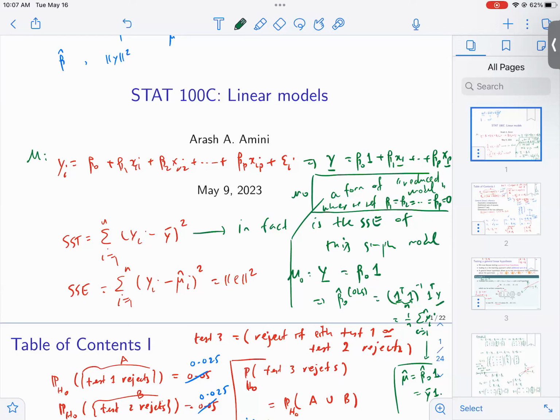Once I set all of them equal to 0, I get this, and the intercept you can get like this: X transpose X inverse X transpose Y. This is my X matrix, a column of 1, n by 1. So X transpose X is just n, a single scalar value, and X transpose Y just sums all the elements of Y. Dividing by 1 over n, you just get Y bar.